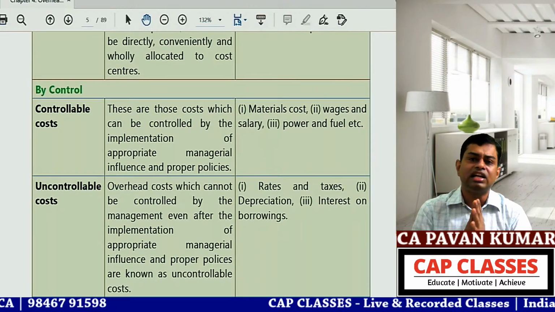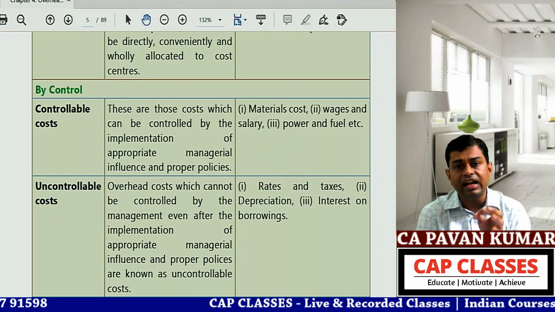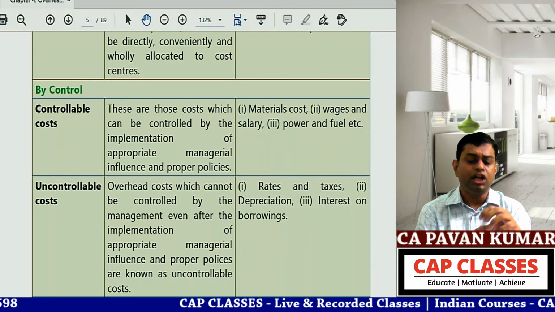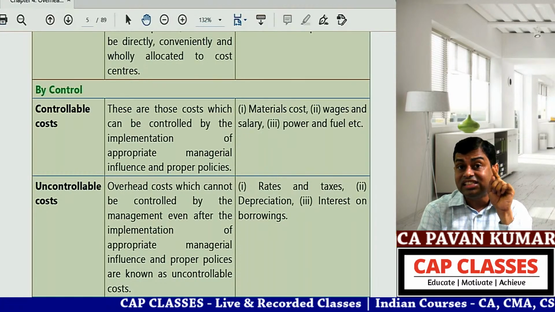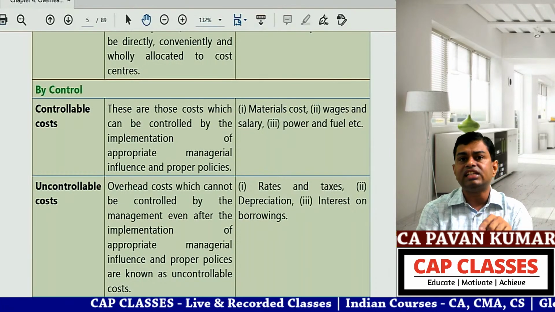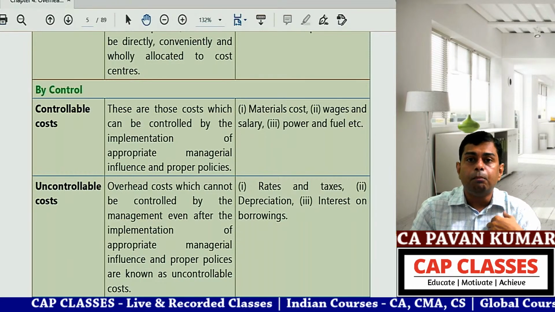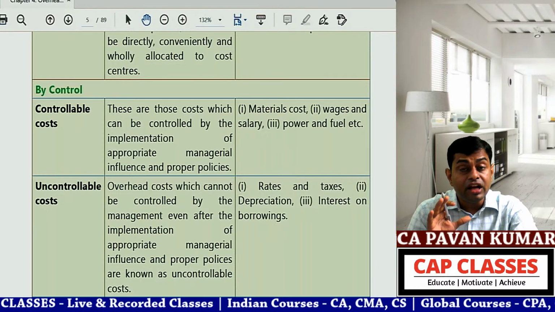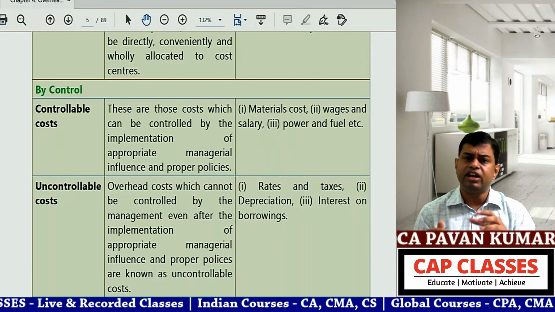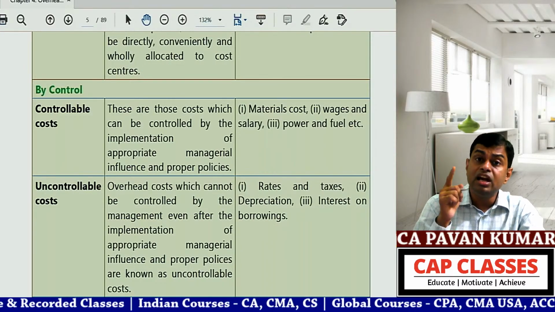Now a student will ask a doubt: Pavan sir, why should I classify my overheads into any of these things? If I do not classify, what will happen? We will see one example. With the help of this example, you will understand, oh my god, if I am not classifying overheads, my budgeting will be wrong. If you are not classifying your overheads into fixed, variable, semi-variable, as the case may be, your budgeting will be wrong.